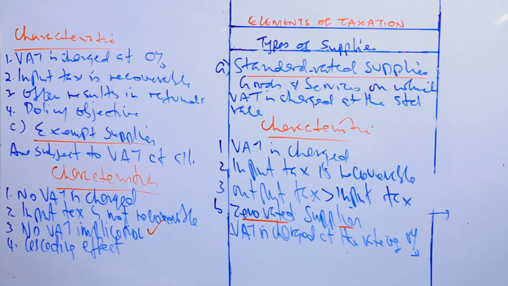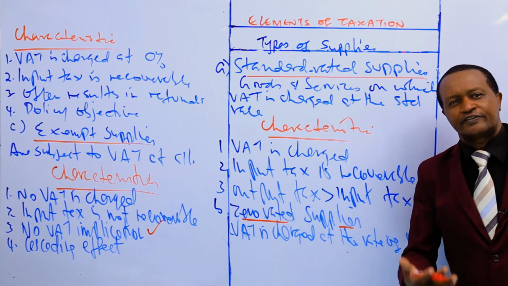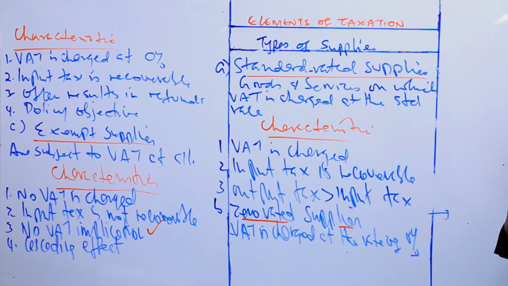Another reason is pricing. The classification affects the pricing strategy of goods or services. Another reason is input tax recovery. This classification determines whether a business can claim back VAT on its purchases.